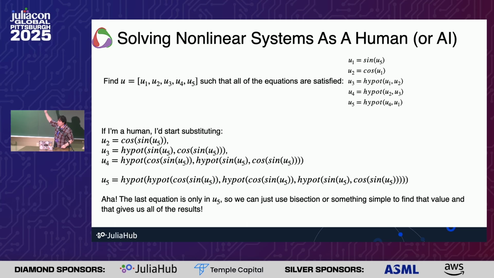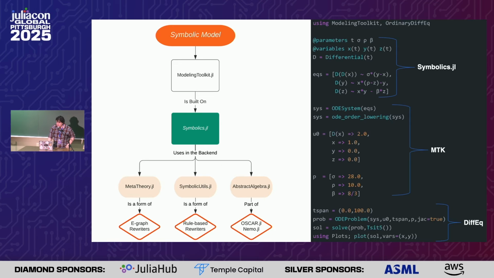So if I was a human, I wouldn't solve 5 equations at the same time. I would just solve this one, and I would do everything from that. And so what we started to do is say, okay, how can we put what the smart human would do and make that part of the numerical algorithm? This is symbolic numerics, right?